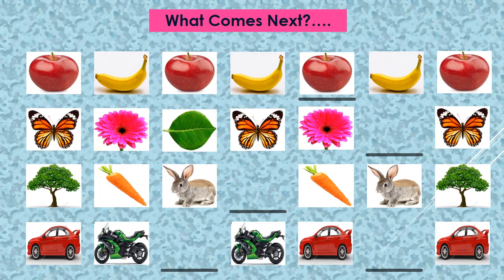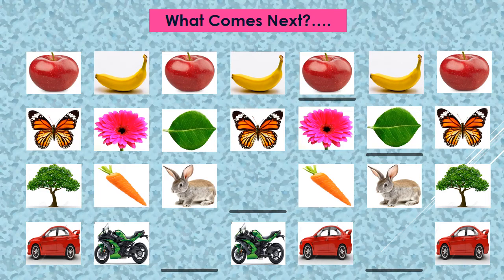Yes, next one. Here we can see there are three different pictures, butterfly, flower, leaf. Then what is the pattern here? Butterfly, flower, leaf. Butterfly, flower. What do you think? What comes next? Yes, leaf. Then again, butterfly.